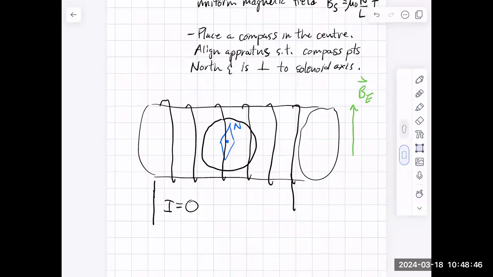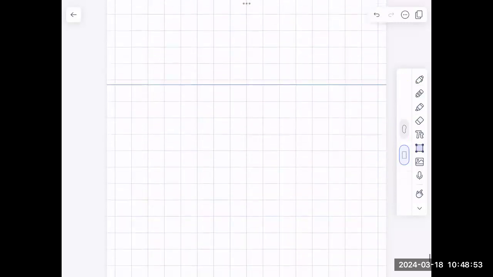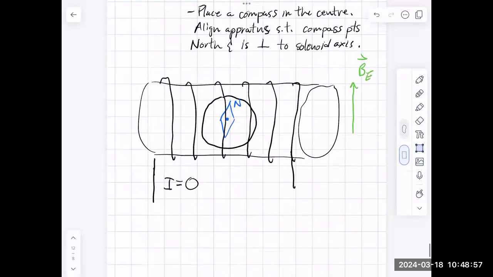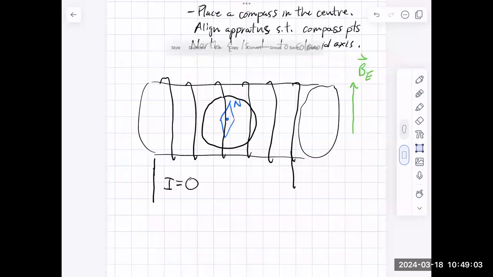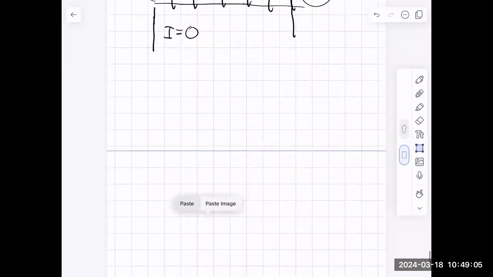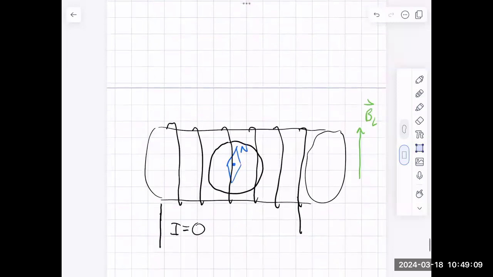So I'm going to copy this thing. Oh, why didn't that work? Let's try again. Copy. Paste. All right, good. So here's the Earth's field.